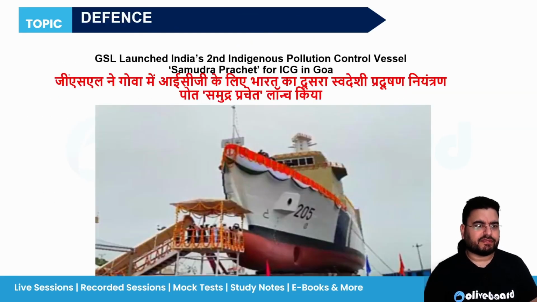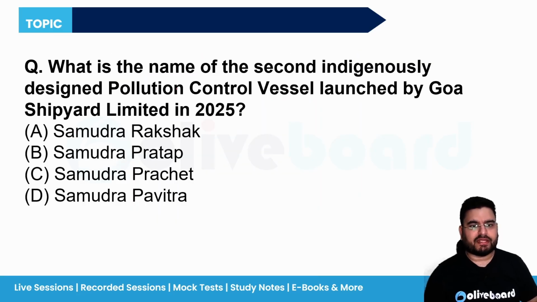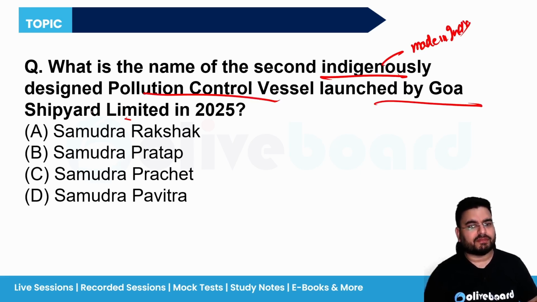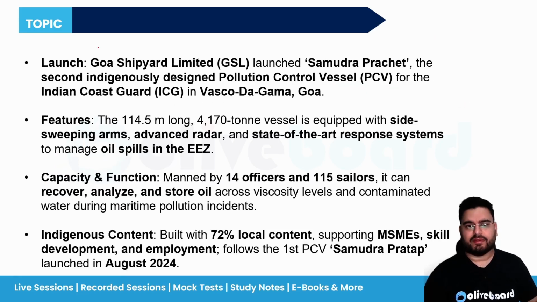Next, defense related news. GSL launched India's second indigenous pollution control vessel, Samudra Prachet, for Indian Coast Guard in Goa. So what is the name of the second? Indigenously means made in India. Designed pollution control vessel launched by Goa Shipyard Limited. That is Samudra Prachet. Okay. So remember what is the name of the vessel? Samudra Prachet.